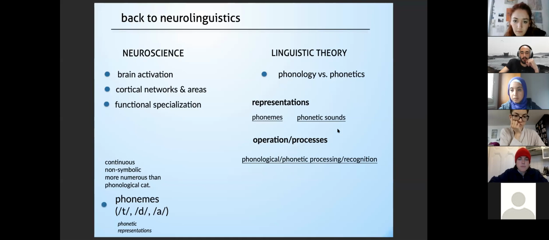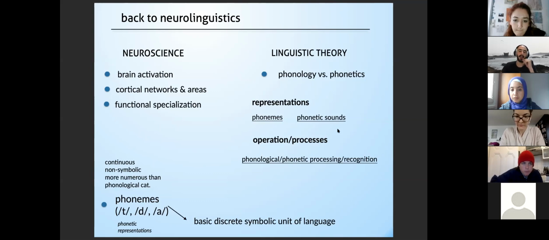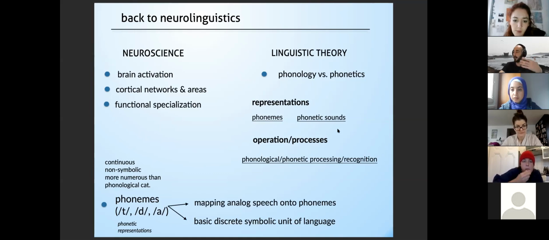So at the linguistic, psycholinguistic level, phonetic sounds are continuous, non-symbolic representations, and they are more numerous than phonological categories. So you map phonetic sounds onto phonological categories, okay? Phonemes are phonological categories. So the phonemes are the basic discrete symbolic unit of language. And there is a mapping from continuous speech, or phonetic sounds, onto phonemes, okay? And we have seen that there are some parts of our brain, specifically in the superior temporal cortex, that do this job for us.